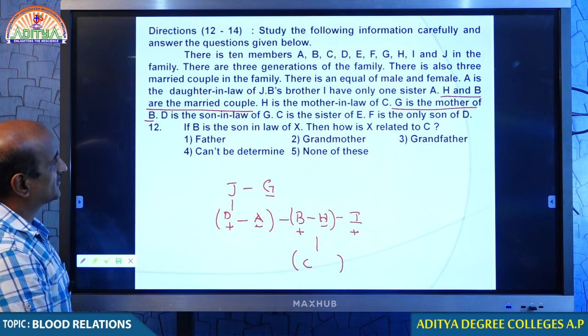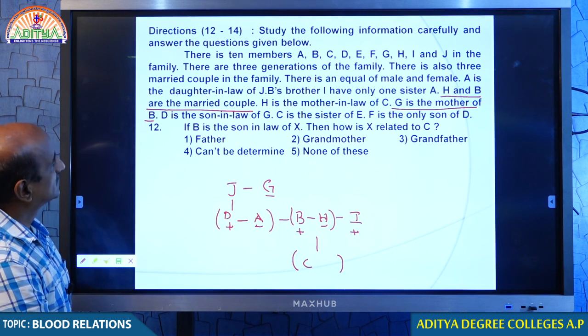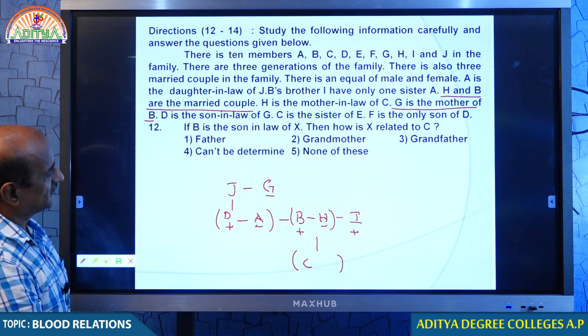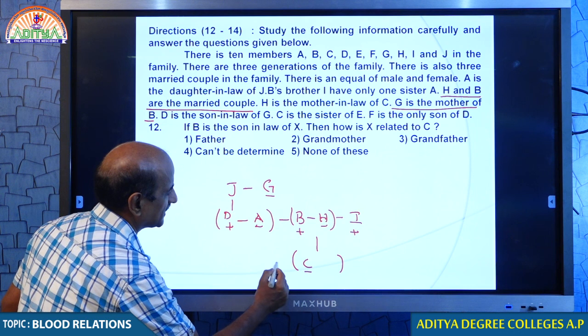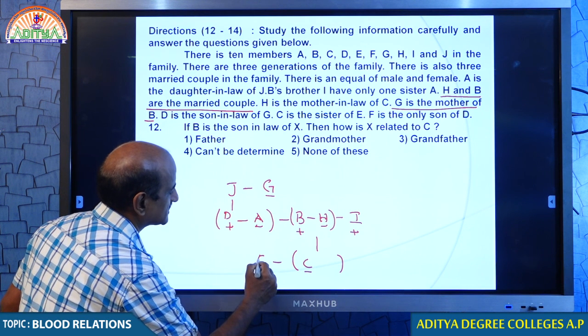D is the son-in-law. Then C is the sister of E. C must be female. C is the sister of E.